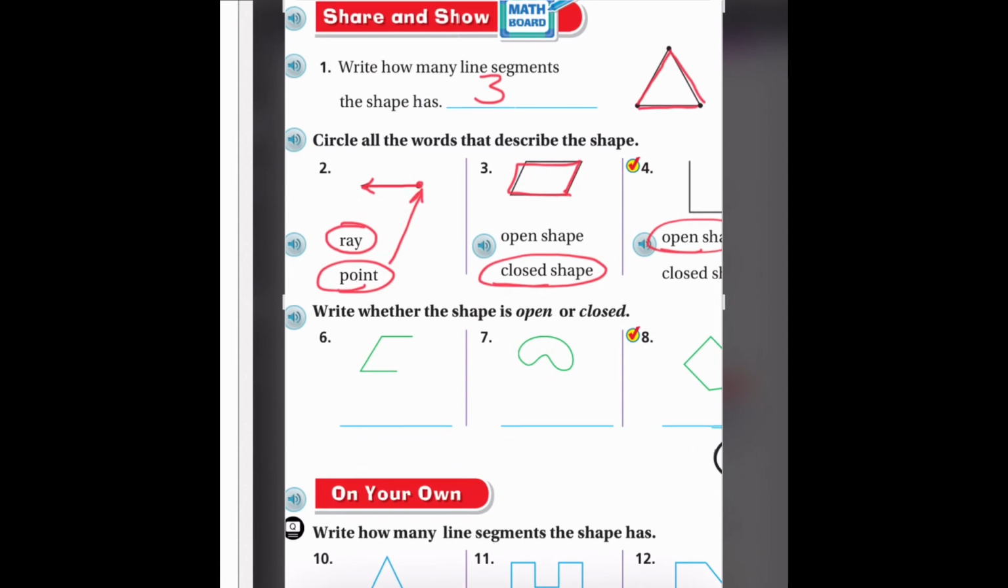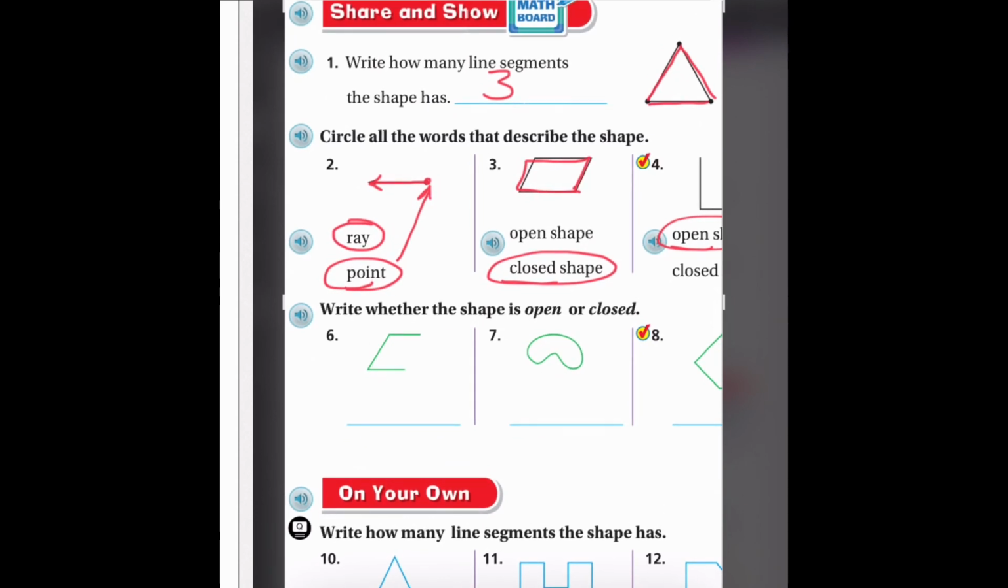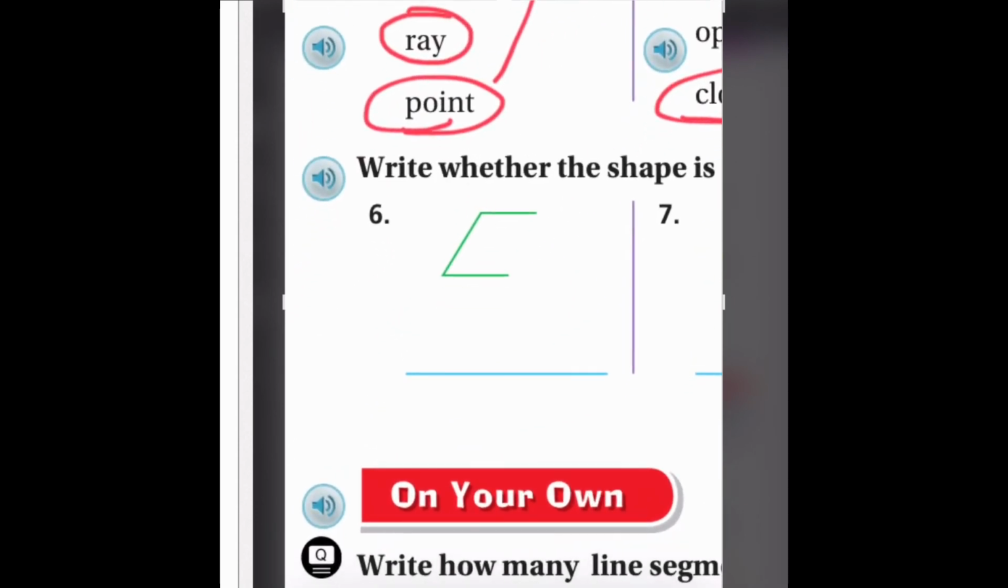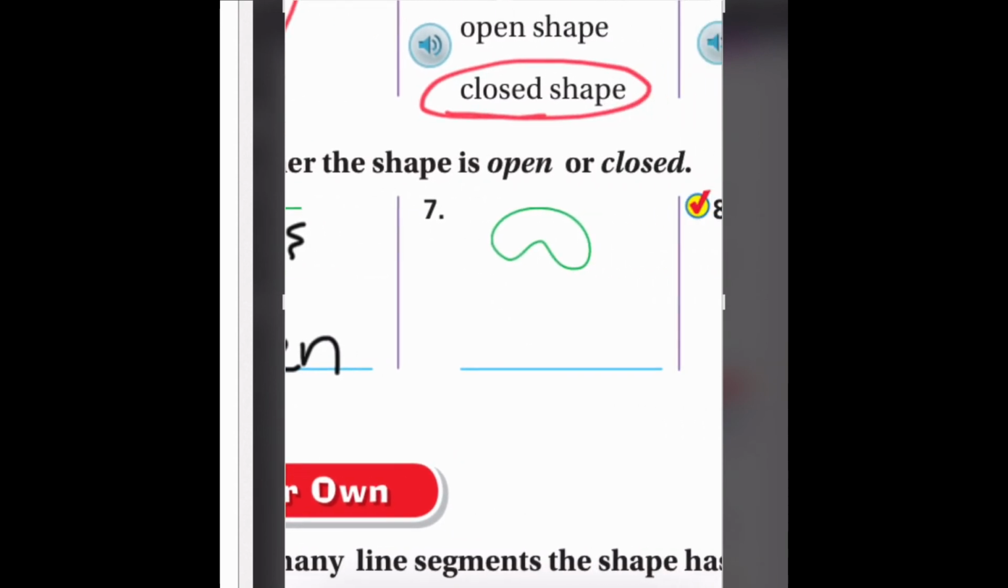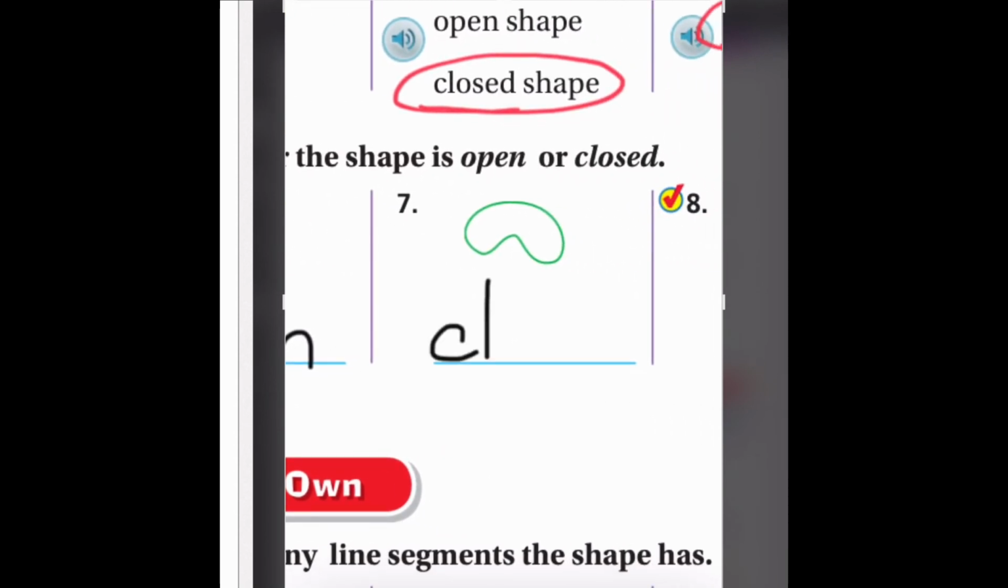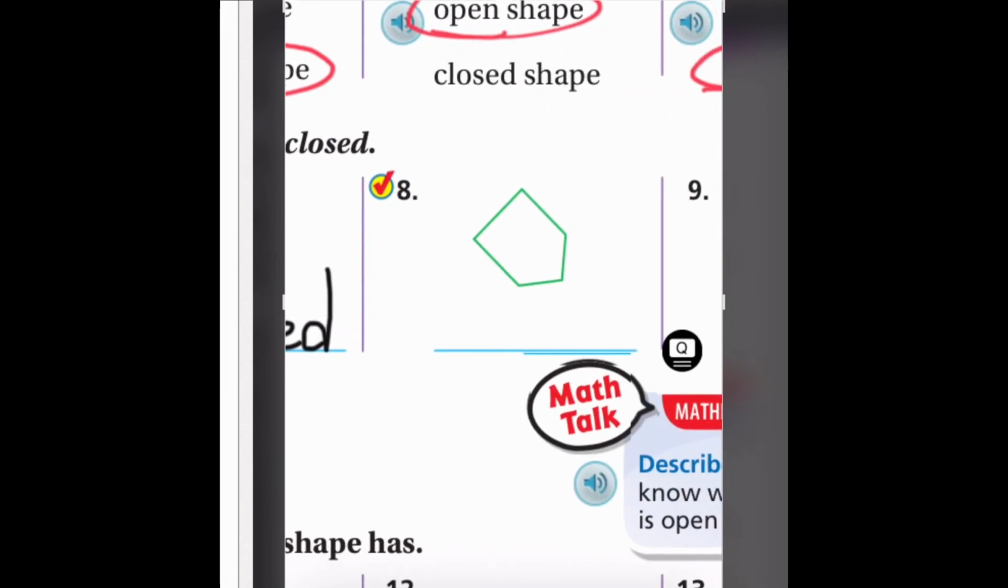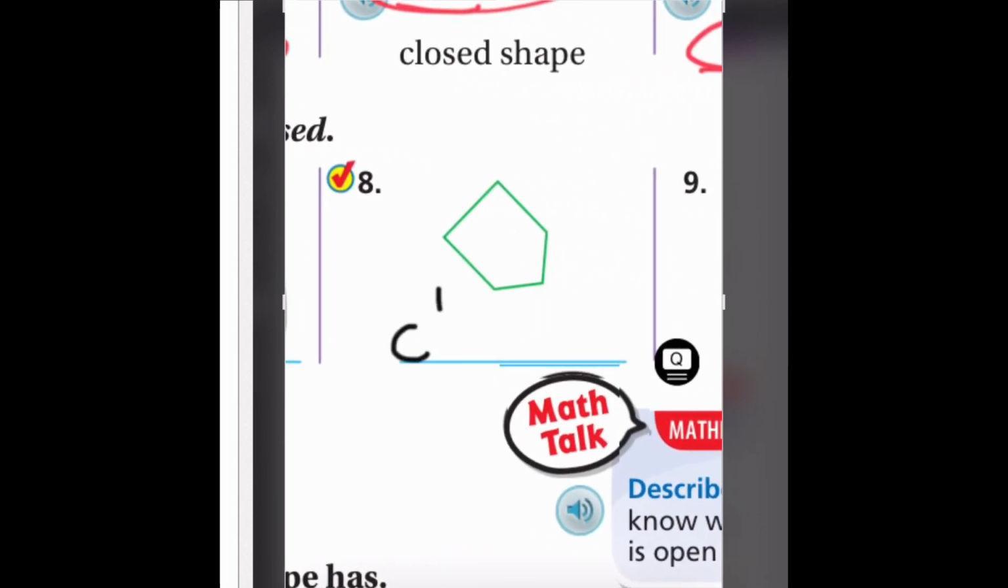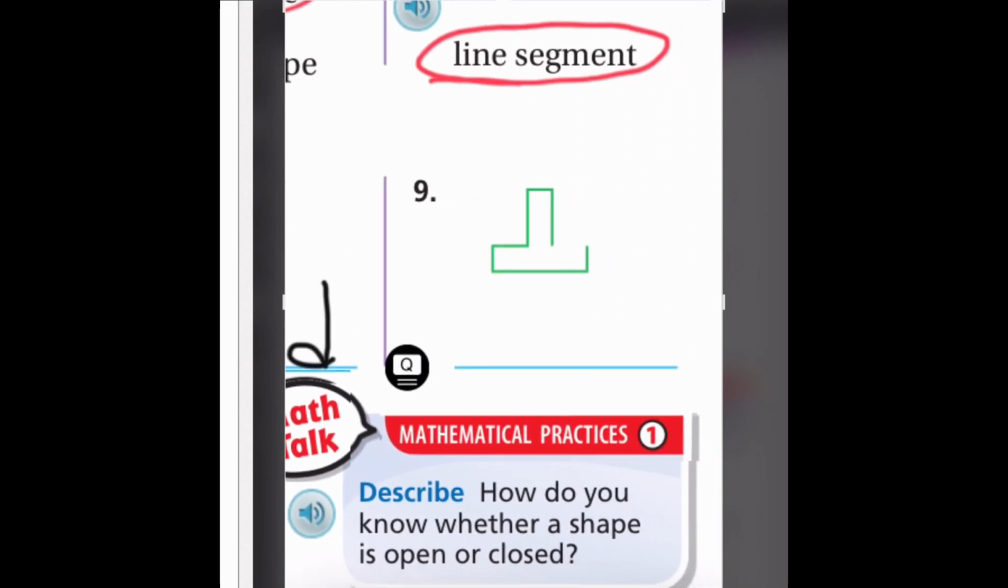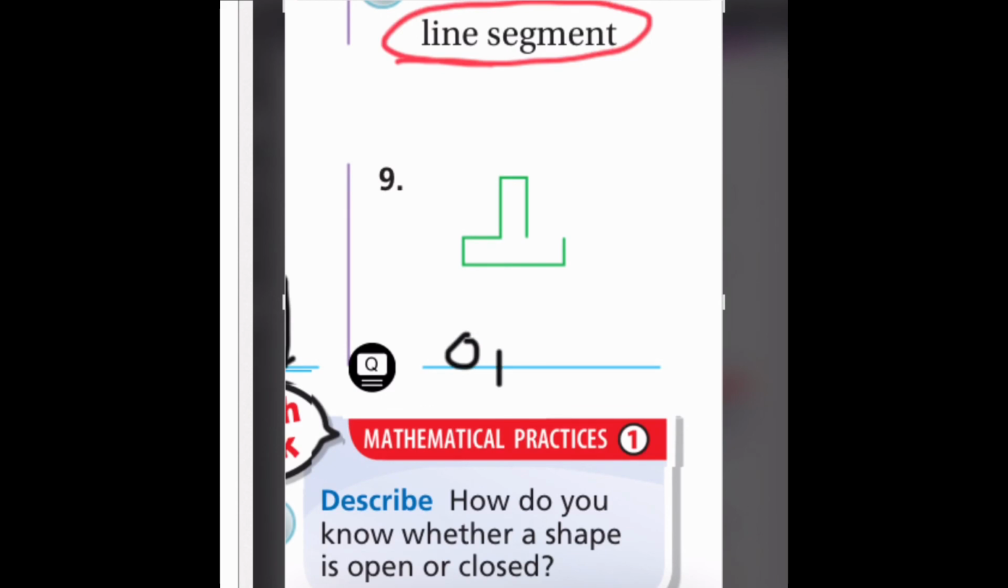Number 6, let's read the directions. Write whether the shape is open or closed. Number 6 is open. And it's open because of this area right here. Number 7, that is all closed in. And number 8, that is also closed in. And then number 9, that is open. And it's open because of that spot right there.